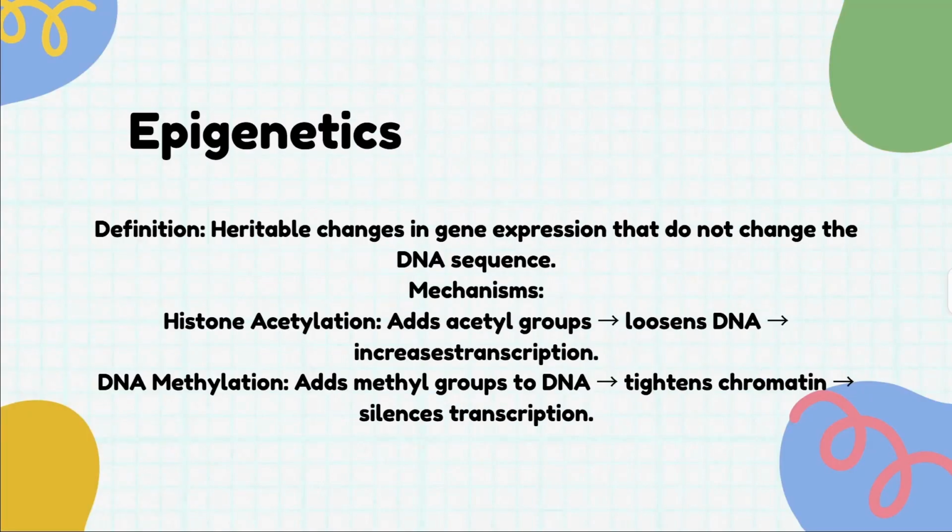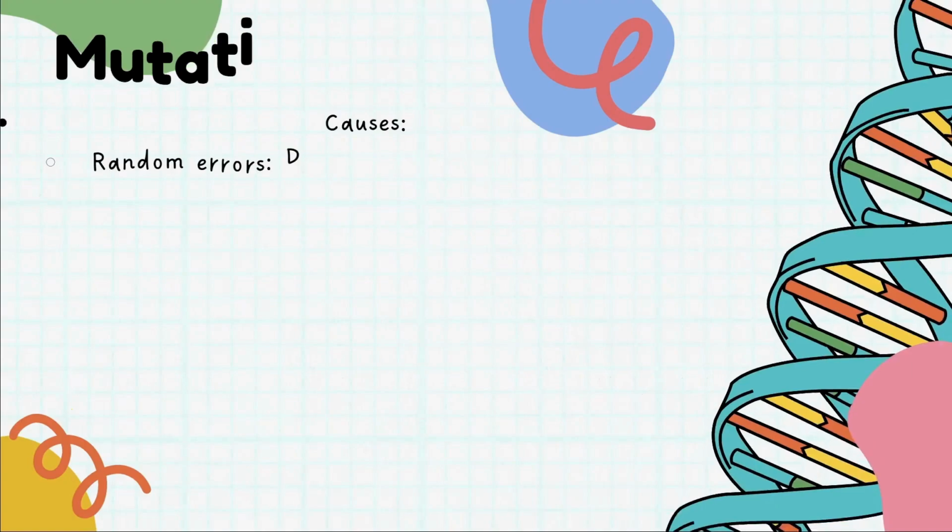Epigenetics. Epigenetics is the heritable changes in gene expression that do not change the DNA sequence. The mechanisms are histone acetylation, where acetyl groups loosen DNA and increase transcription, and DNA methylation, which adds methyl groups to DNA, tightens the chromatin, and silences transcription.